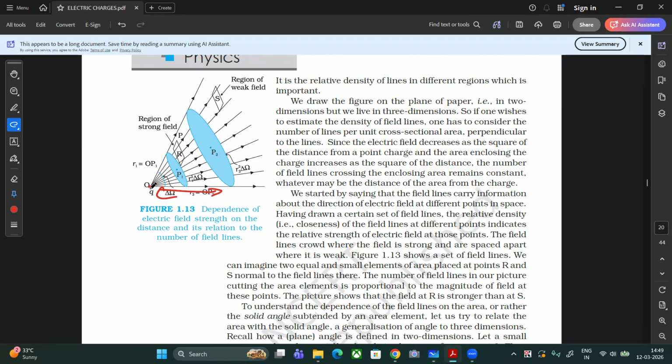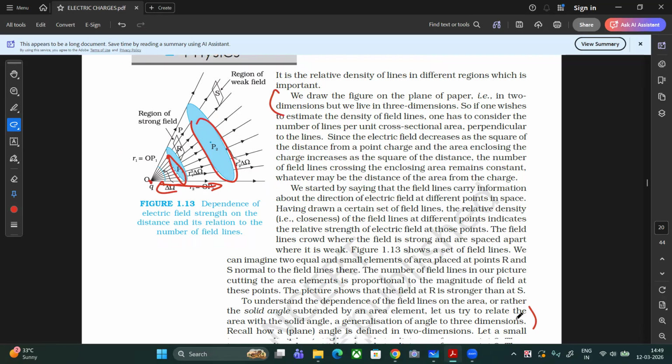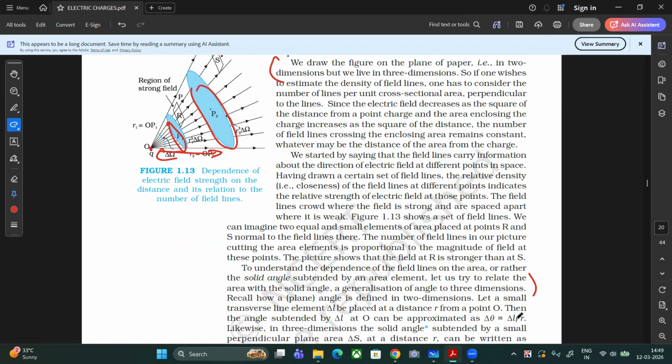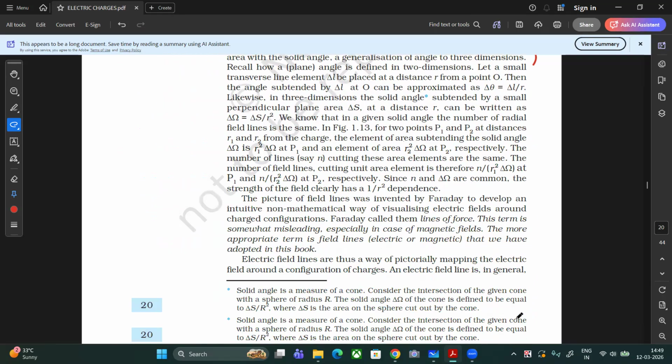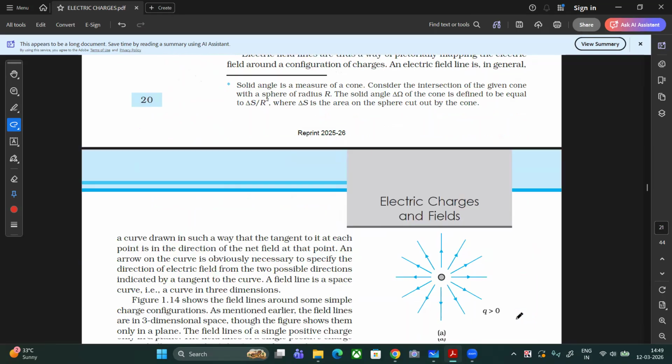If a point is at P1, the intensity is higher. If it is at P2, the intensity will be lower. The number of lines emitting from Q is the same, but the lines will be denser around the area P, which is nearer to the charge Q. These are the diagrams to explain this topic. So the electric field strength depends on the closeness to the charge.